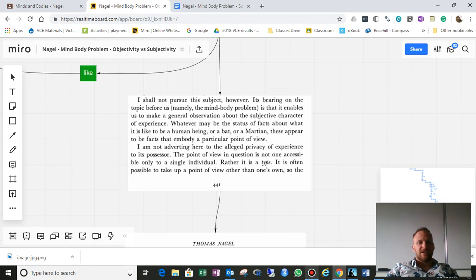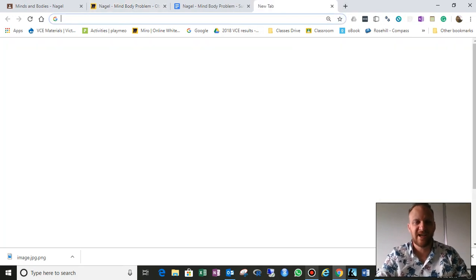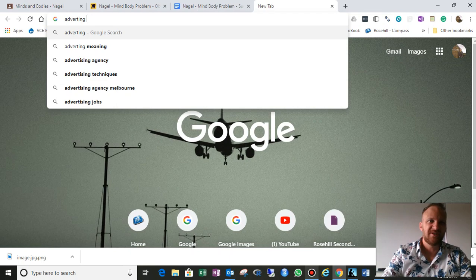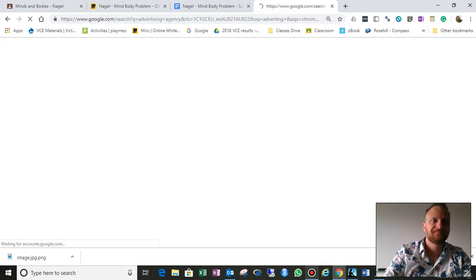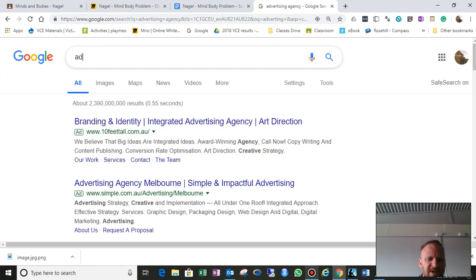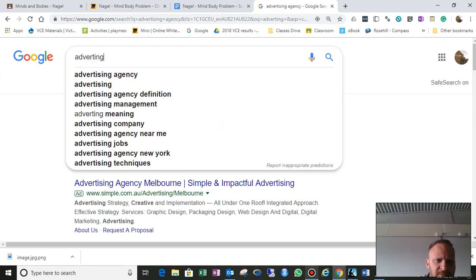adverting here to the alleged privacy of experience to its possessor." So he's saying, I'm not going to the privacy argument. Let's look up adverting on Google, shall we, so we can get a really accurate understanding of what adverting means, because it's one of those words we don't use that often. Adverting. Meaning.